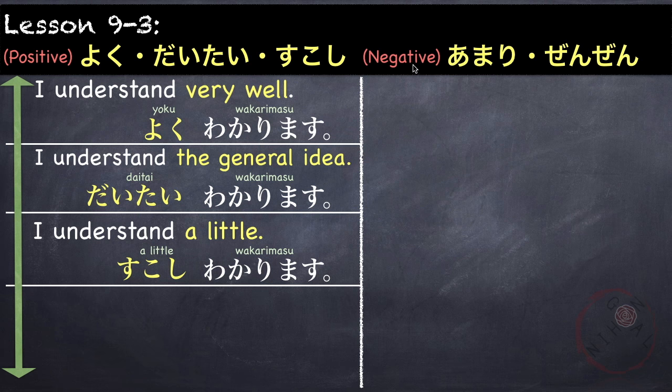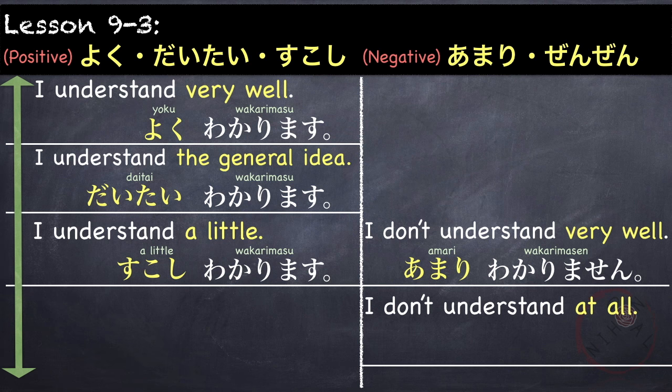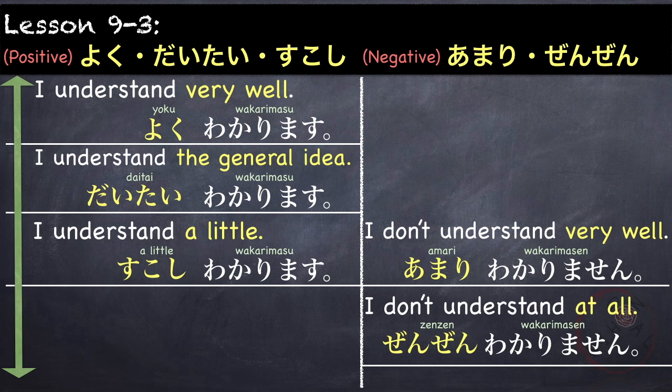However, if you're going to use the negative form of the verb, we use amari and zenzen. For example, I don't understand it very well. We use amari. あまり。And then the negative of わかります is わかりません。あまりわかりません。It's almost the same level as 少しわかります。However, it is in the negative form. And to say, I don't understand it at all, like zero, we say 全然。全然わかりません。I don't understand at all.